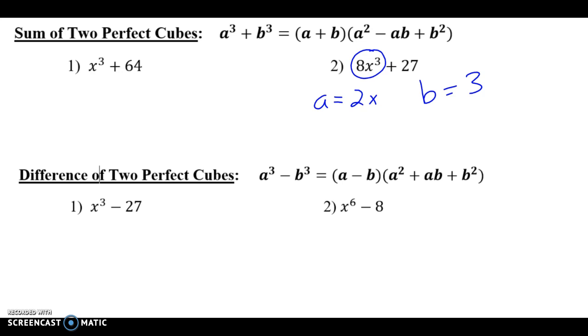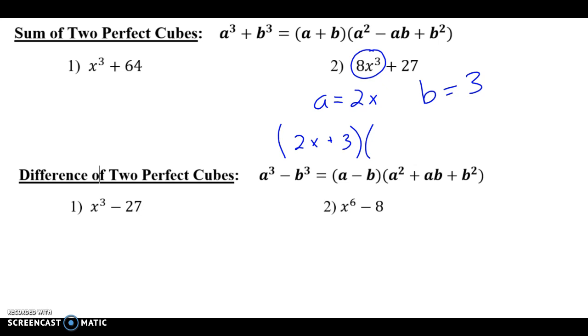Once you have that, you just throw it into your formula. So our first parenthesis is a plus b, which is going to be 2x plus 3. Then what do I need to do to my a value? Square it. So what's going to be here? 4x squared or is it 2x squared? 2x.